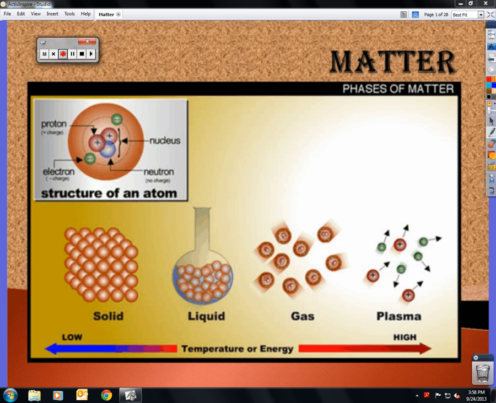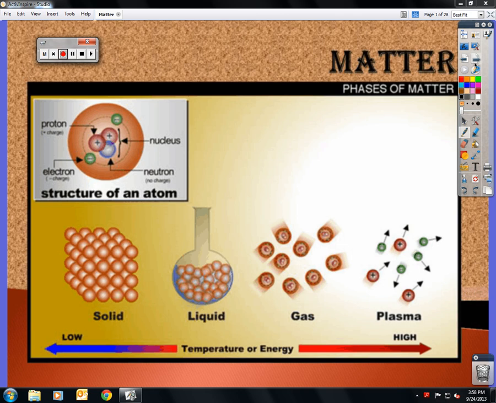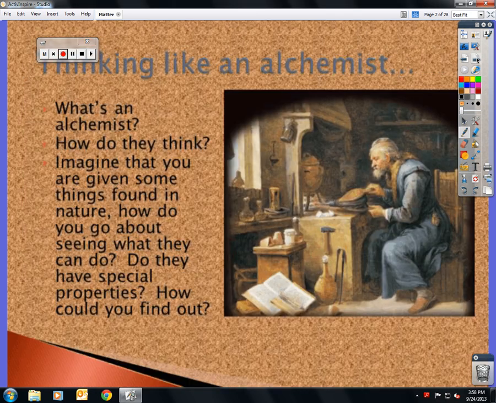Okay, so this week's lesson is on matter, the properties of matter, and the phases of matter. So first we talked about how to think like an alchemist. Remember that an alchemist was not a scientist. This was before chemistry existed.